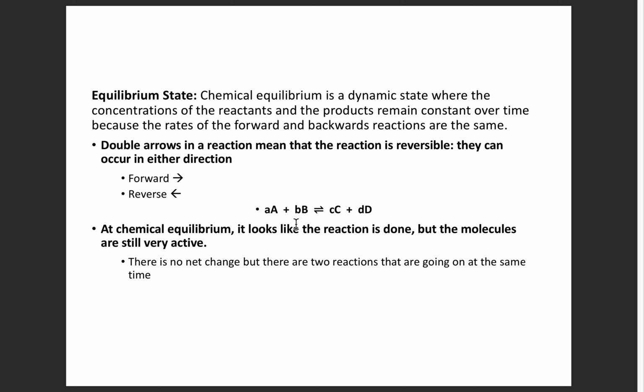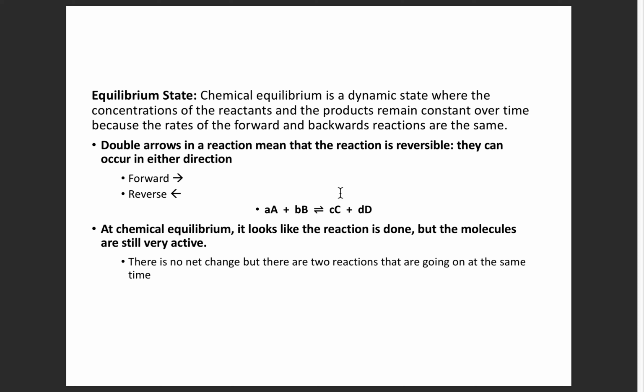In other words, even though these guys are reacting to produce these guys, and notice the double arrow, which means it's a reversible reaction, these guys are also reacting to produce these guys. They're both reacting at the same time in both directions. But if these guys are reacting more quickly to create this versus what's happening in the other direction, then we say overall the reaction is moving forward to the right.